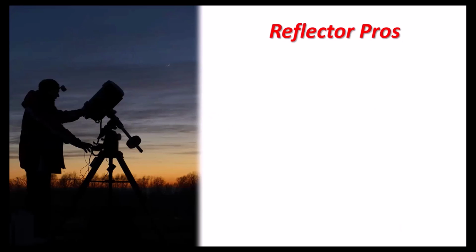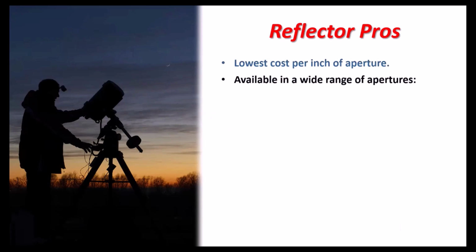So here are the pros of a reflector. The most important one is, again, your pocketbook. They are the lowest cost per inch of aperture because they are so easy to make. They are so easy to make that many people still choose to grind their own mirrors and build their own telescopes from scratch. So because they are so easy and cheap to make, they are available in the widest range of apertures. Again, I believe the smallest you can get is about 76 millimeters. The largest you can get currently, I think, is around 32 inches.